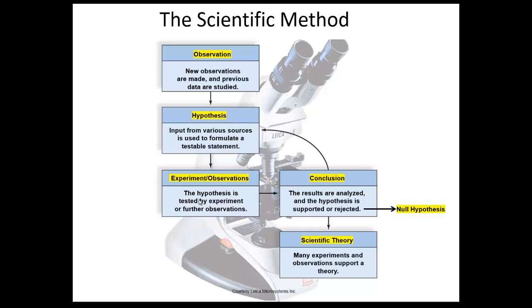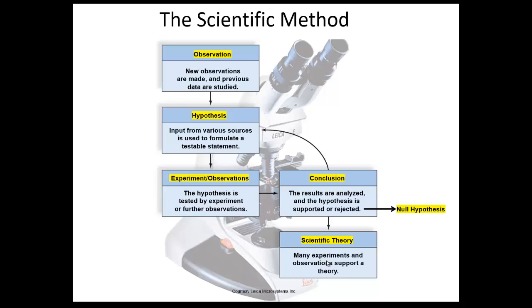And then if we have enough conclusions that support the hypothesis, we can develop what we call a scientific theory. And a scientific theory is something that supports what we see in our repeated experiments, and it explains the why of what we see. So that's the difference between a law and a theory, is the theory explains why something is occurring based on our experimental observations.